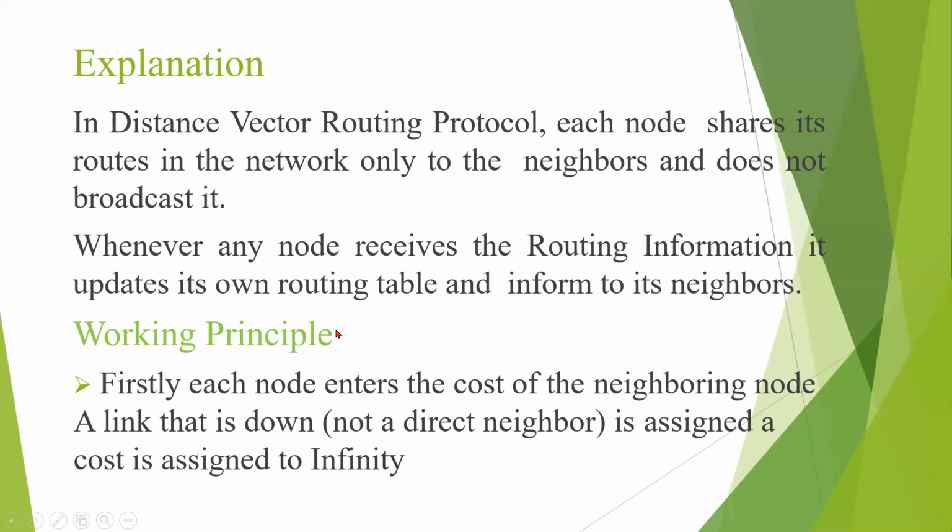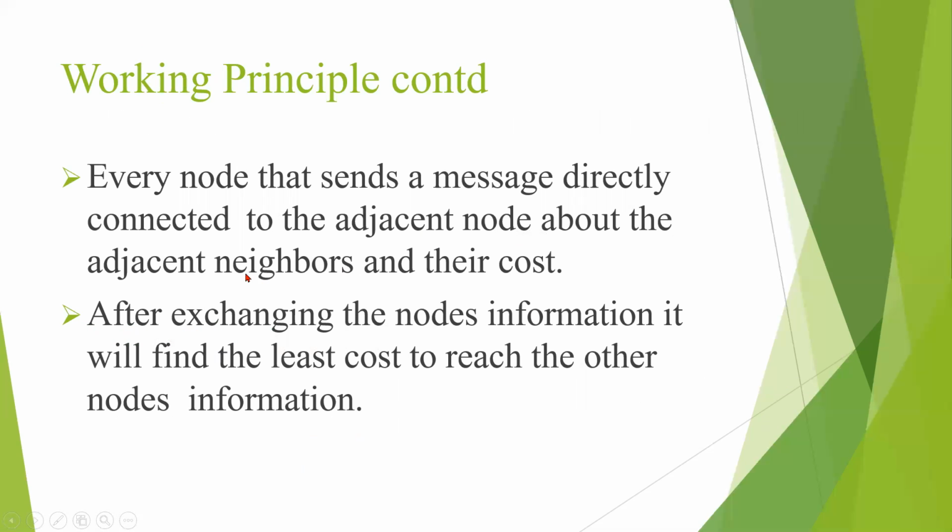Working principle. Firstly, each node enters the cost of its neighboring nodes, and a link that is down or not a direct neighbor is assigned a cost of infinity. Every node sends a message to its directly connected adjacent nodes about its neighbors and their cost. After exchanging the nodes' information, it will find the least cost to reach the other nodes. It means A is exchanging data with C with some cost. When it travels from one neighbor to another, it will exchange the data and find the least cost information.